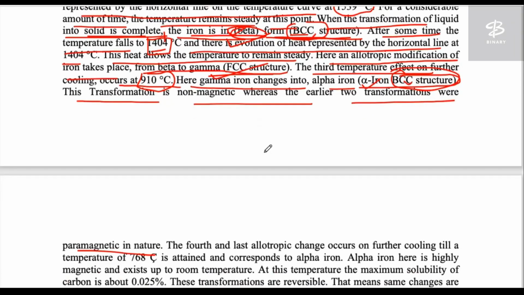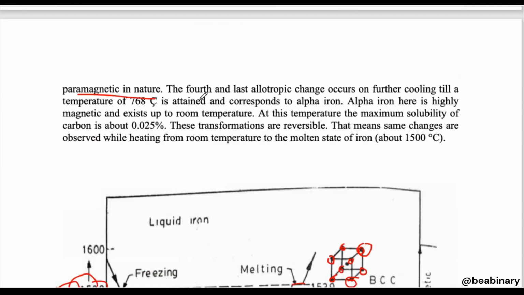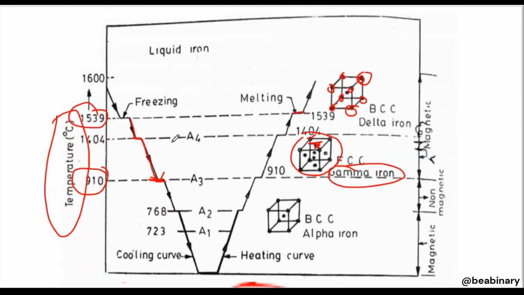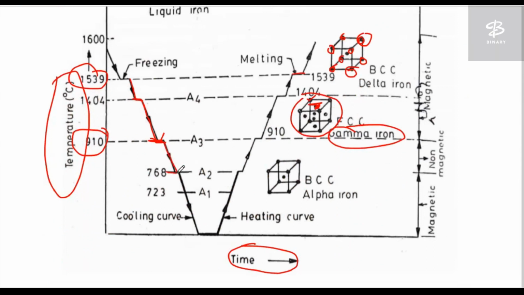So at the third point, after 910 degrees C, the phase change occurs and gives alpha iron BCC. This has a non-magnetic nature. Before that we have the two other allotropes, beta and gamma, which both have a magnetic nature. But alpha iron, though it has the same BCC, is still of non-magnetic nature. The fourth and last allotrope change occurs on further cooling till the temperature of 768 degrees C. You can see we reduce and then we reach 760 degrees C.